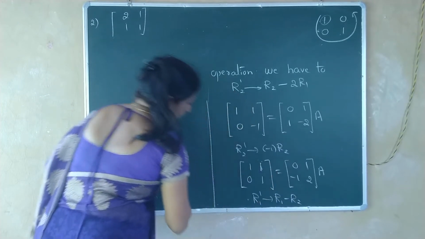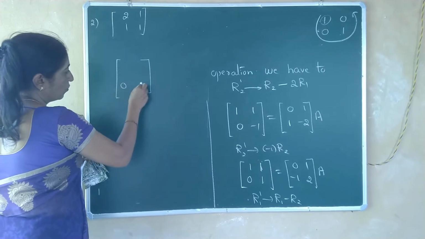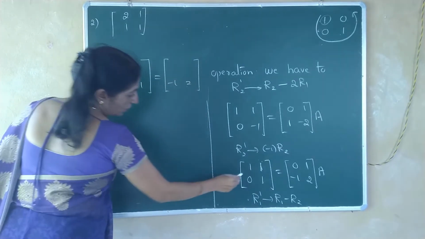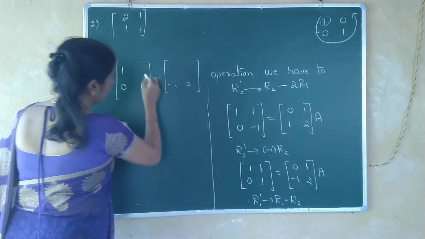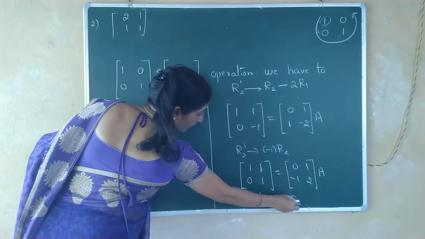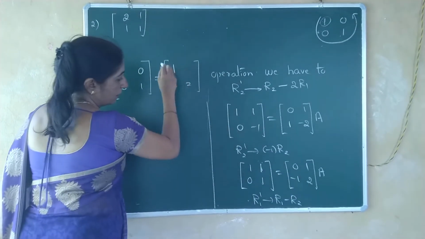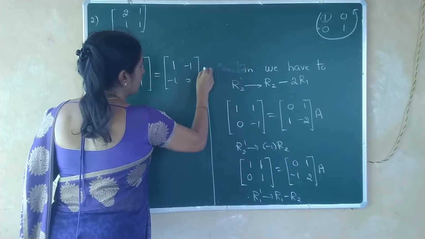1 minus 1, so second row as it is, 0 1 on both the sides. Minus 1 2. Now 1 minus 0 is 1. 1 minus 1 is 0, because it is R1 minus R2. Next 0 minus into minus is plus. Then 1 minus 2 is minus 1. And here A as it is.